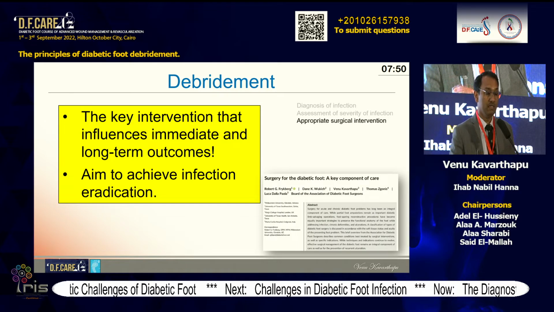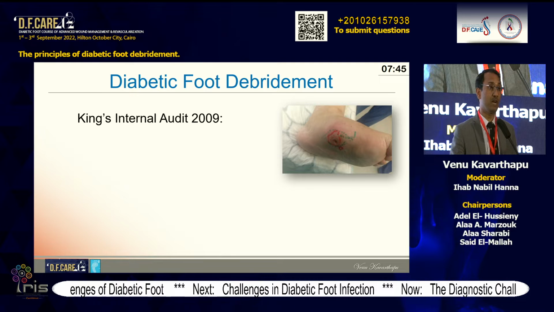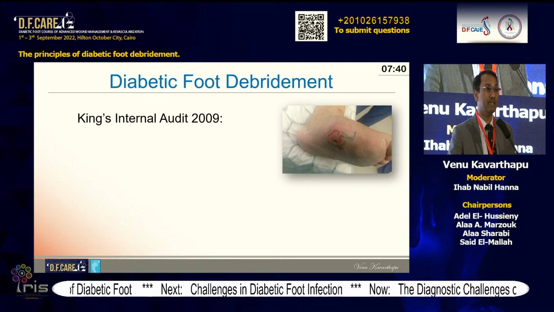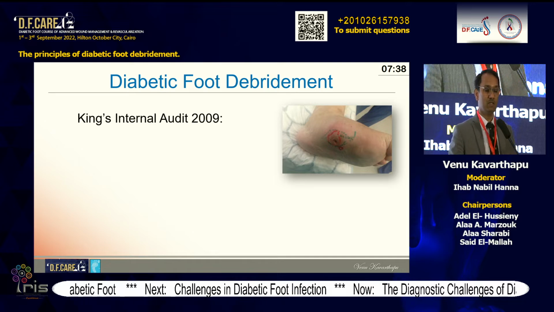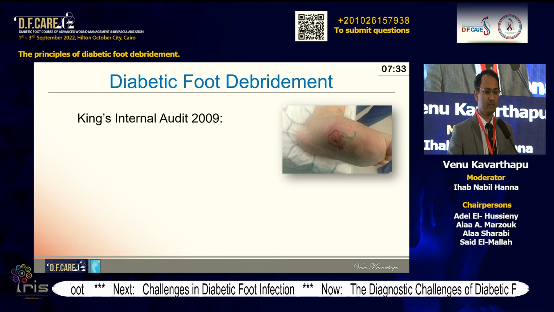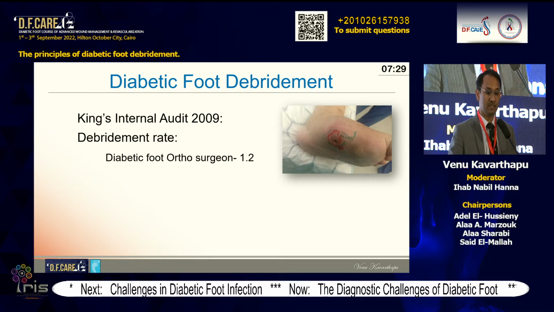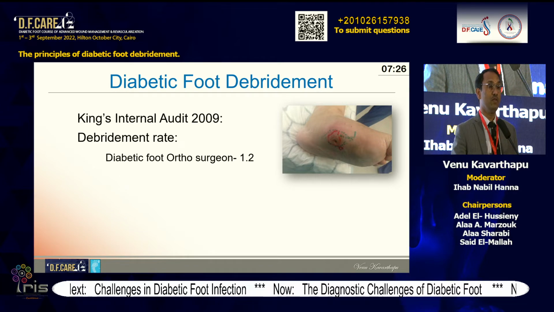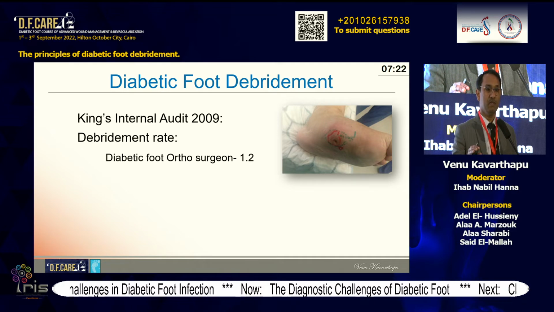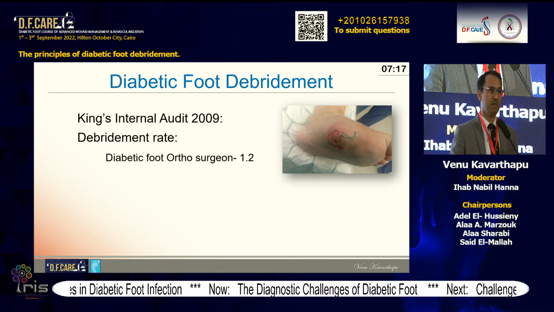The aim is to achieve infection eradication, and it's very clear that the quality of that debridement has to be really, really good. Let me share information from our internal audit performed in 2009, 3 years after I became a consultant. The redebridement rate of diabetic foot infections was 1.2 when done by me, as I was the only foot and ankle surgeon at that time. I felt unhappy that some of them had to go back.